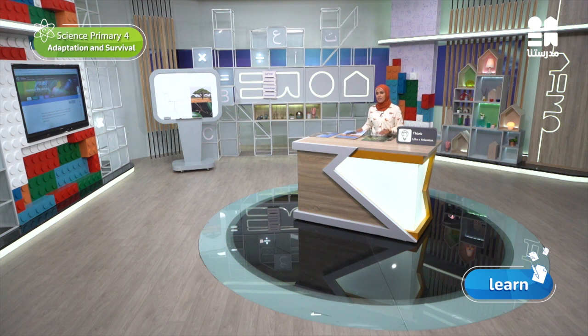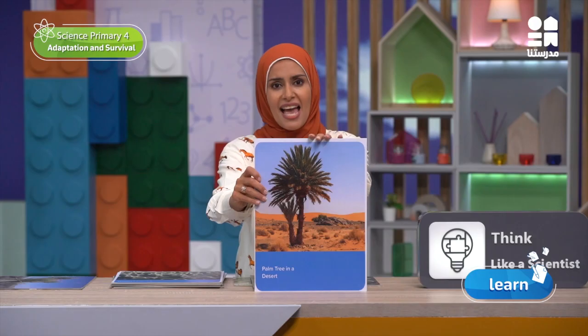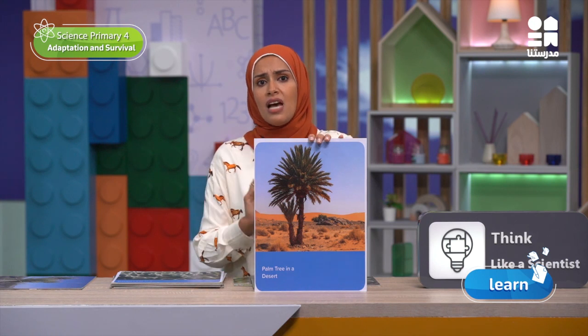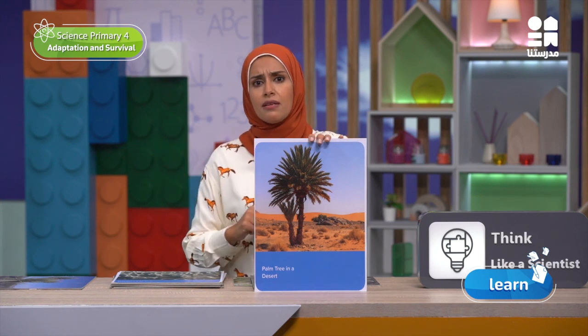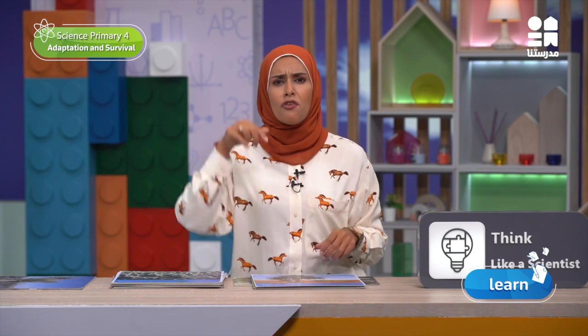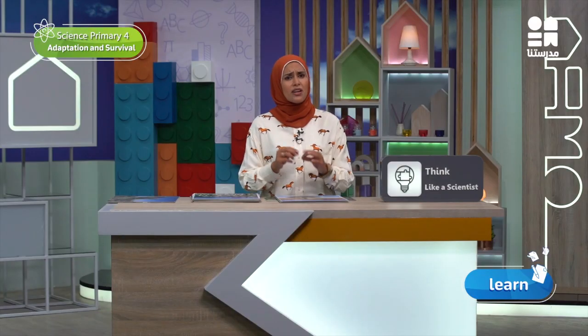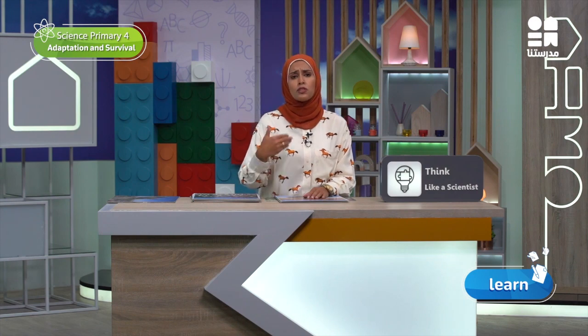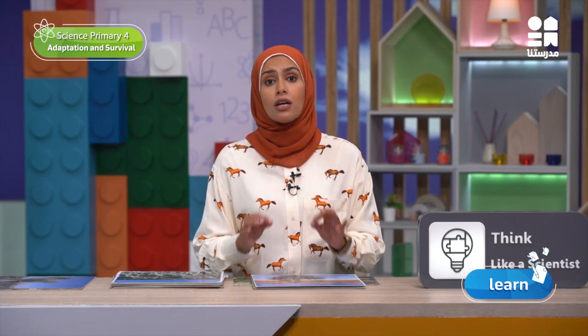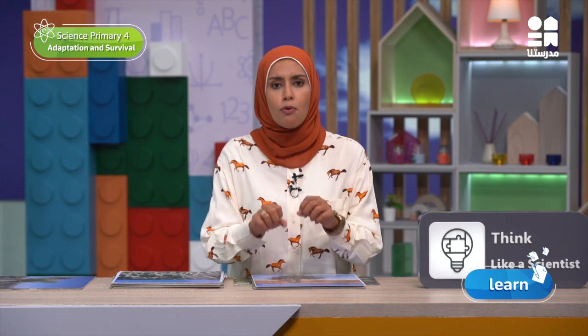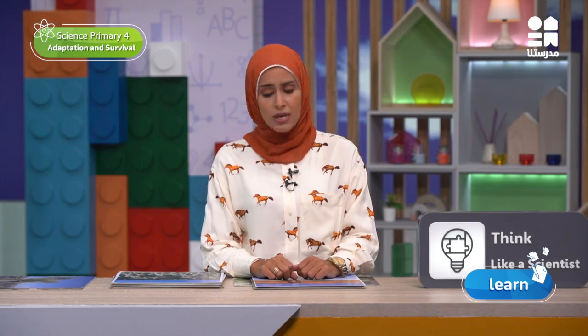The answer model in the book says that the palm tree has thick roots and narrow leaves. How do you think this helps it? My students wrote that thick roots absorb water from down deep, and the narrow leaves help prevent water loss. You may also think that it has a strong trunk to endure the wind and not be easily broken.